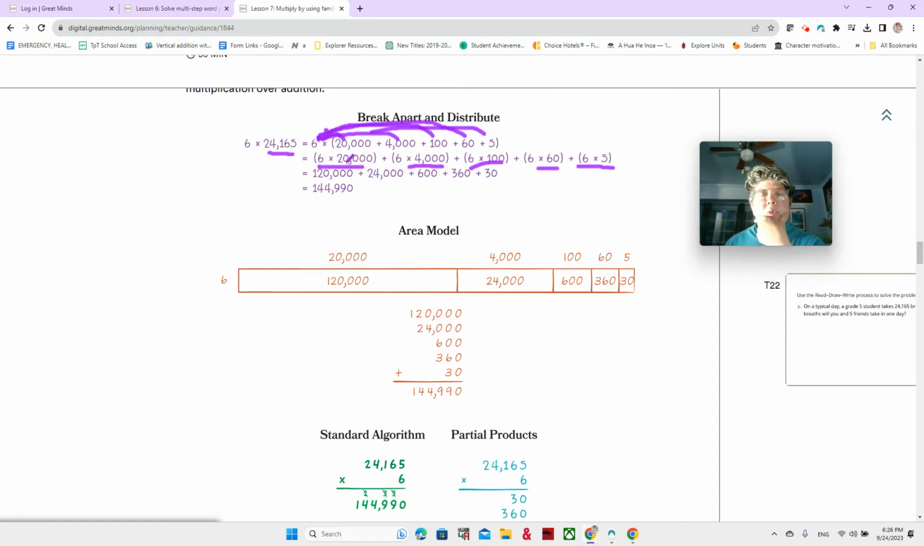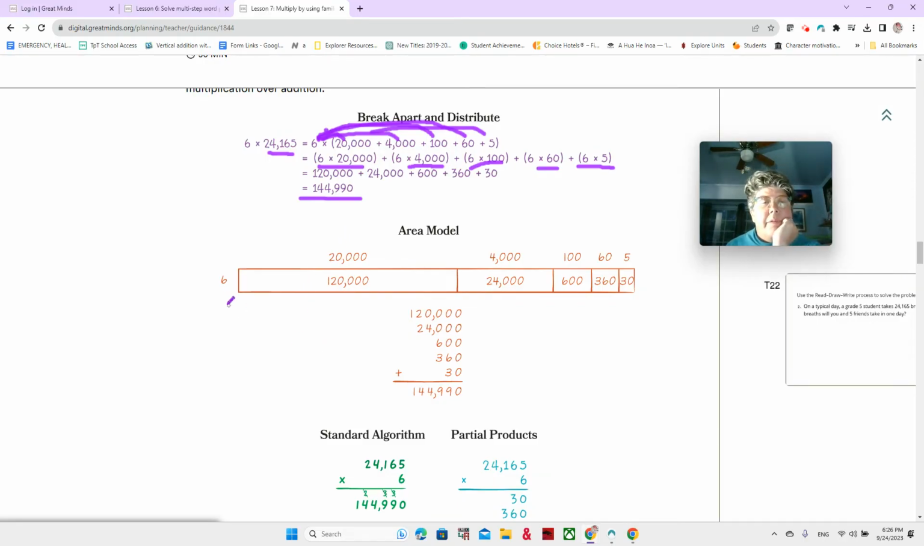So 6 times 20,000 is 120,000, right? 6 times 2 is 12, and then we bring all the zeros. 6 times 4,000 is 24,000, 600, 360, 30. And then you're going to have to add all that together and add accurately. And the answer is 144,990. Hopefully that's close to the answer that you wrote in Edpuzzle.